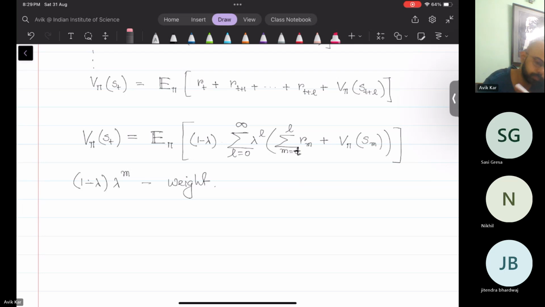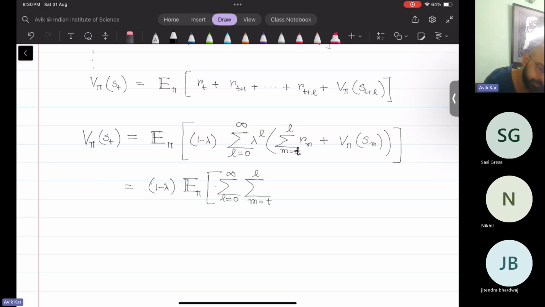So hence this summation we can write as 1 minus lambda. At first, there are terms which are rewards, right? So we can write the reward terms as follows. There are two summations, L equals 0 to infinity and summation m equals 0 to L. Sorry, I should do something else. This should be m running from 0, and here instead of m, I should write t plus m. R of t plus m.